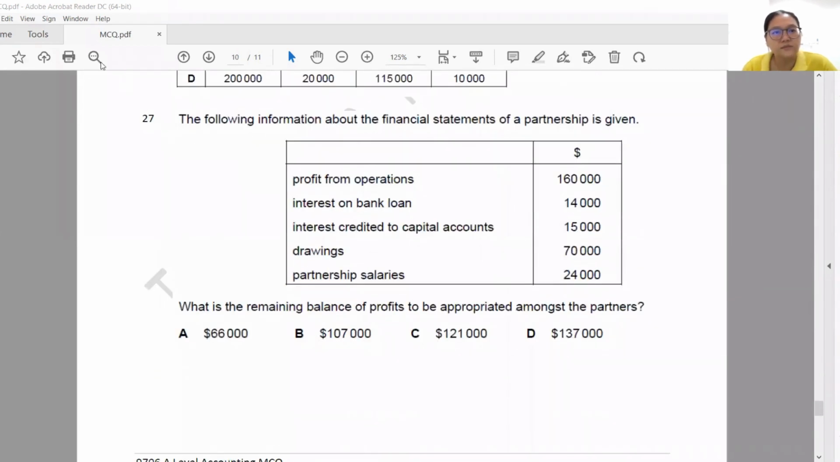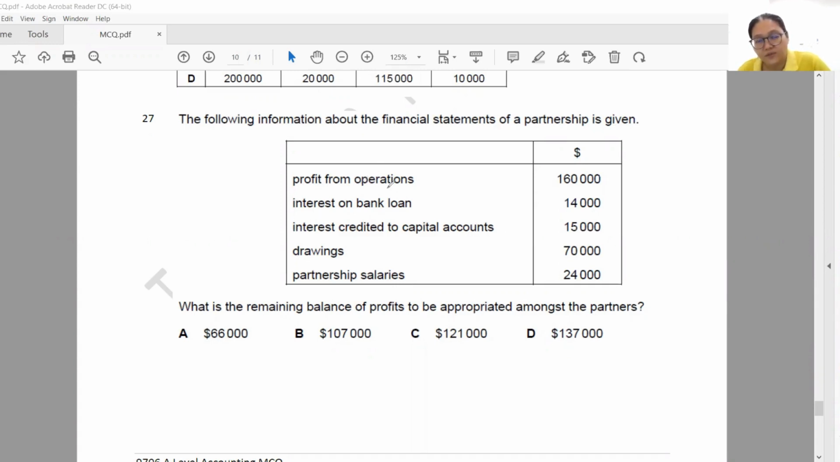Okay, let's continue. The following information about the financial statement of a partnership is given: profit from the operation, interest on bank loan, interest credited to capital account, drawing, and partner's salary. What is the remaining balance of the profit to be apportioned among the partners? This is talking about the share of the profit.